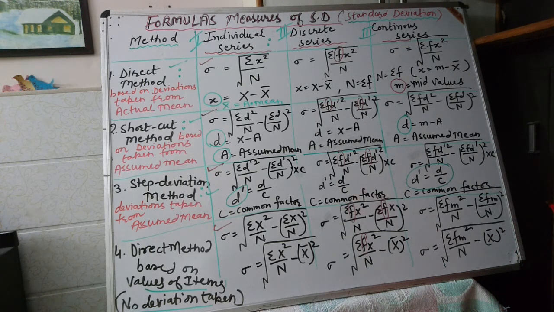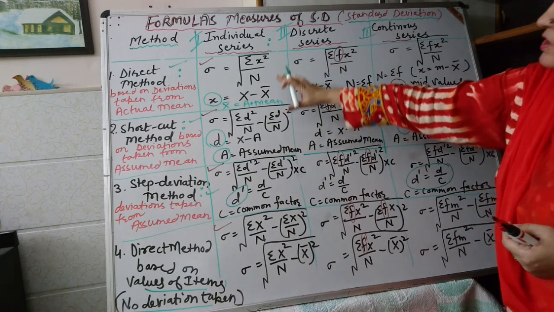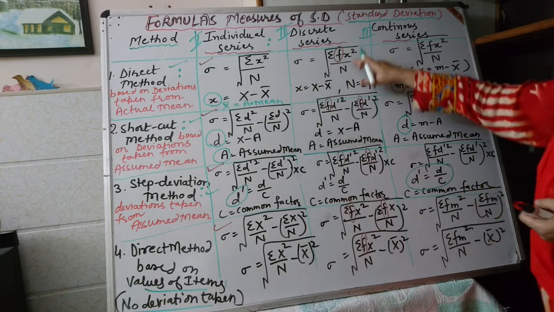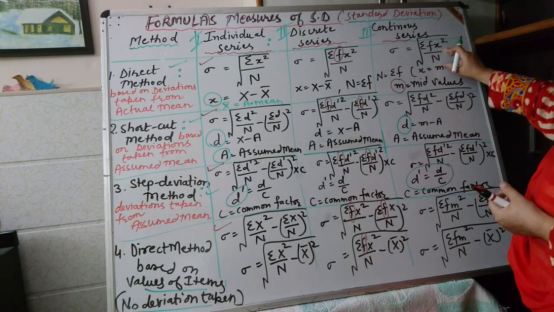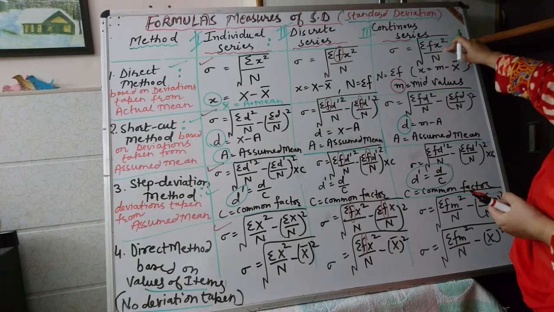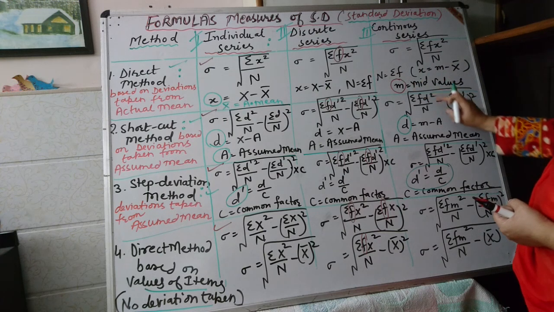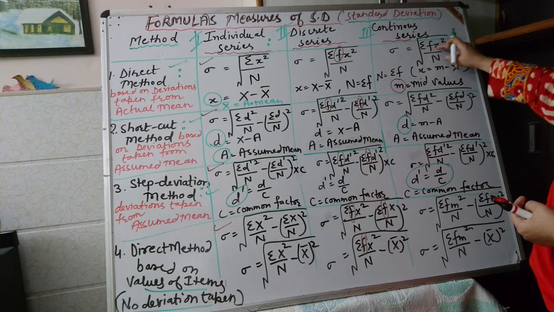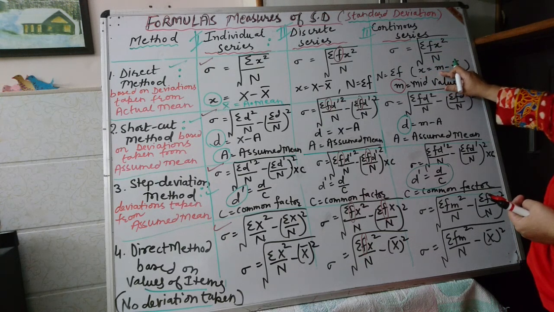So in this way we can calculate standard deviation in all the three series. Individual series is frequency free, here frequency is not given. In discrete series frequency is given. In continuous series, in direct method, you can assume the values from mid values. From mid values you can assume arithmetic mean. Here frequency will be multiplied by small x, and small x can be calculated as mid values minus arithmetic mean.